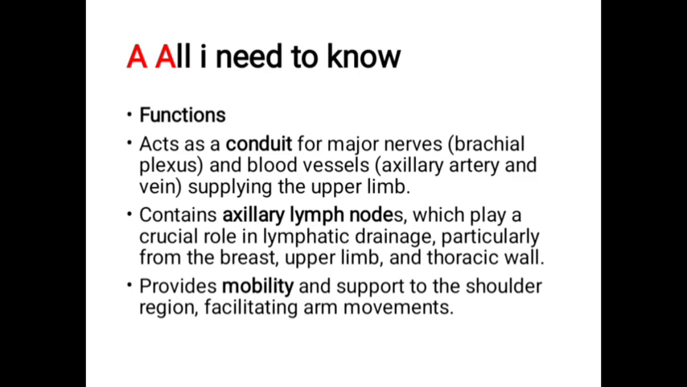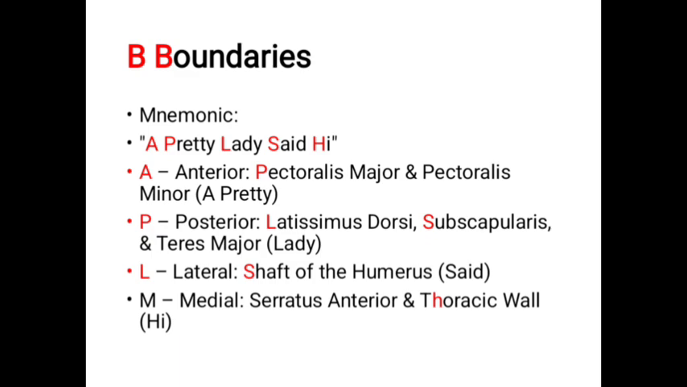It also contains axillary lymph nodes, which play a crucial role in lymphatic drainage, particularly from the breast, the upper limb, and the thorax. It provides mobility and support to the shoulder region, facilitating arm movements. These are what you need to write for A, all I need to know. The next is B, which is the boundaries.